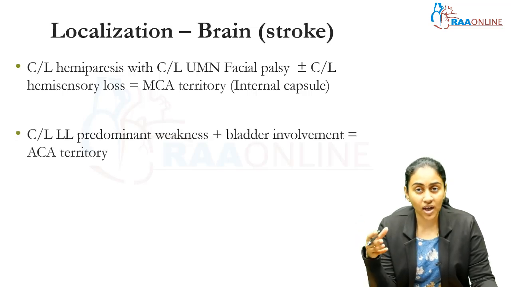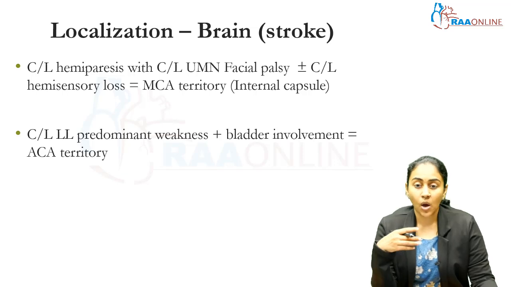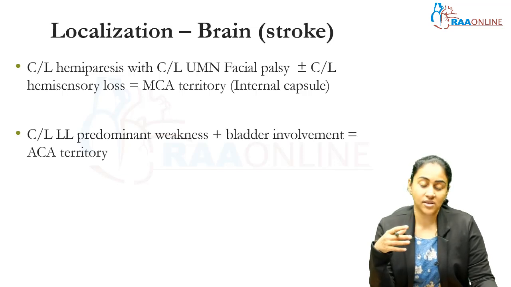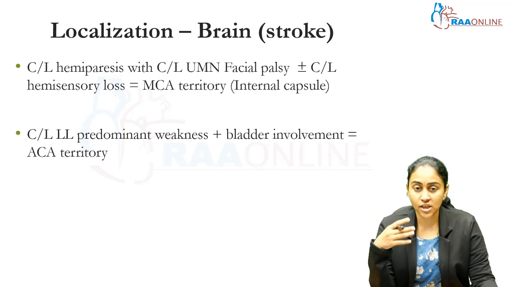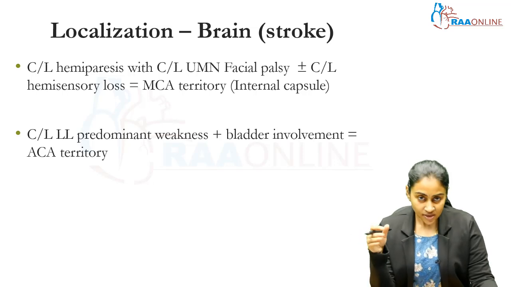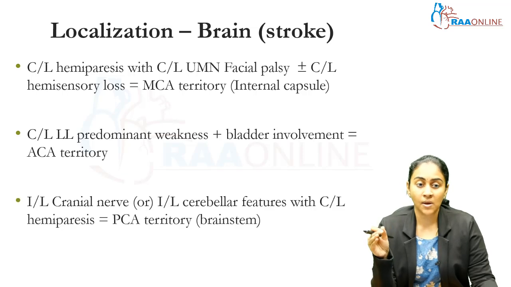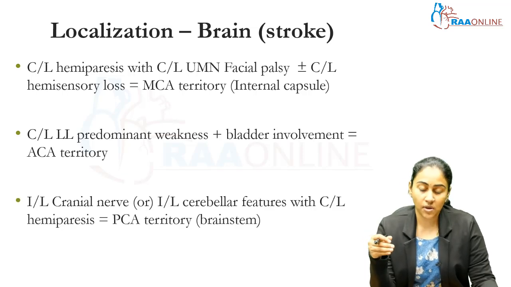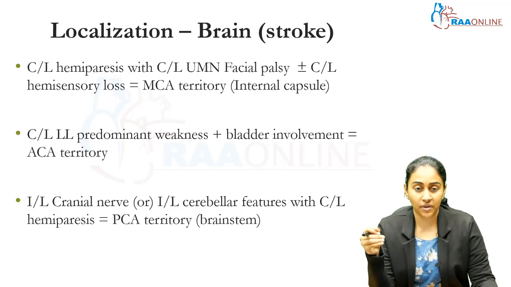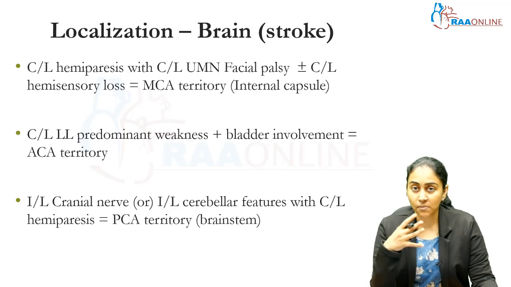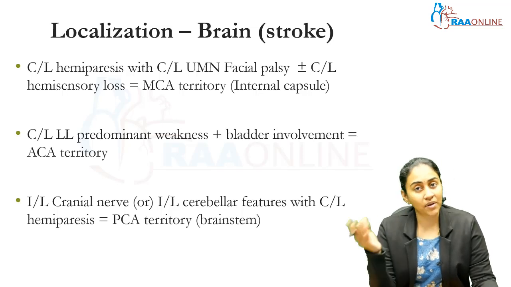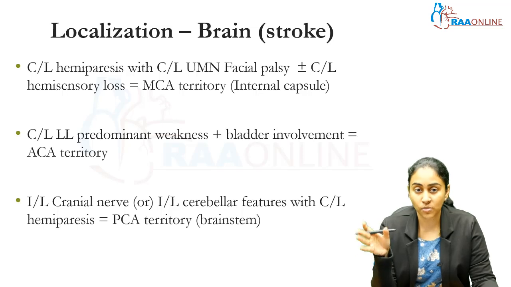When you have a contralateral lower limb predominant weakness with bladder involvement, this is an upper motor neuron kind of weakness, pure motor. Very likely this is the ACA territory stroke. So usually ACA territory strokes, this is how they present. Now, ipsilateral cranial nerve palsies or ipsilateral cerebellar features with contralateral hemiparesis. So basically, whenever you have crossed features with cranial nerve or cerebellar involvement on one side and hemiparesis on the other side, this is usually going to be your brainstem.